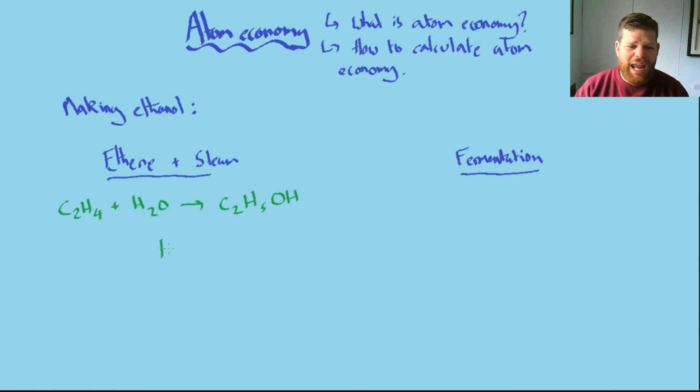So this, without doing any calculations whatsoever, has 100% atom economy. Fermentation is a little bit different. A little bit of cross-curricular here. The formula for sugar or glucose is C6H12O6, and this just turns into ethanol, C2H5OH, and also carbon dioxide. We just have to balance this out as well.